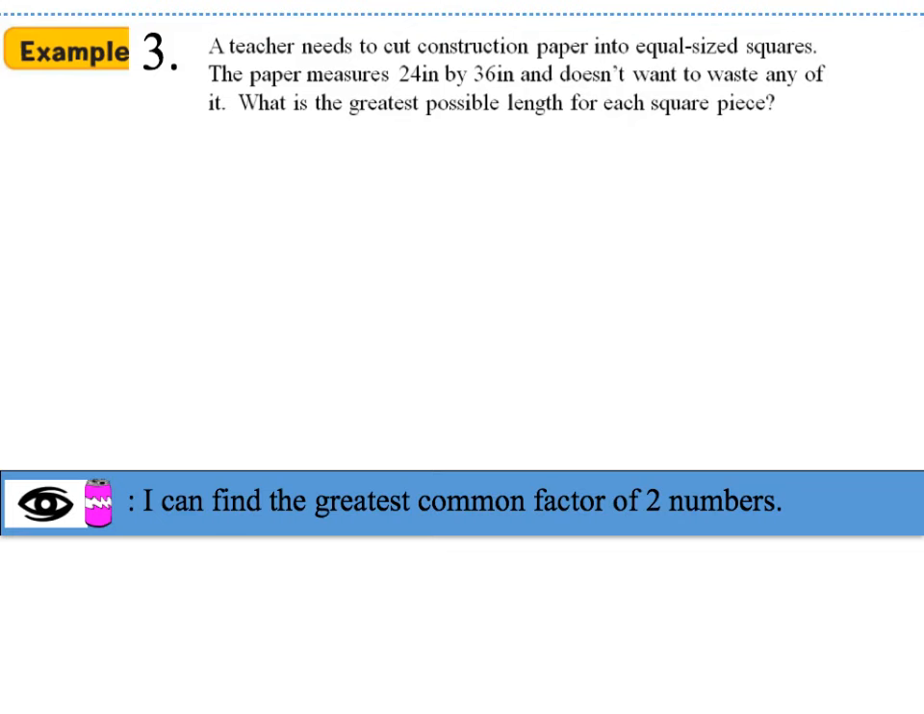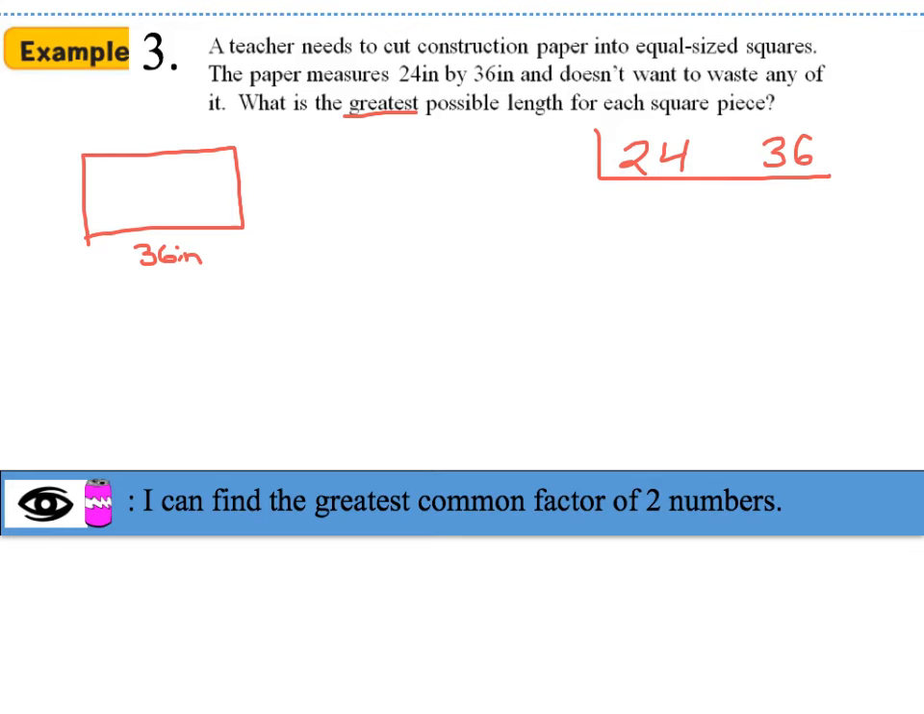So what I will do is look for keywords. In this problem, I see the keyword greatest. If you see words like greatest or largest, think greatest common factor. So we're going to have to find the greatest common factor of 24 and 36, because that's how large the paper is. So think of a piece of paper that looks like this. One side is 36 inches long, and the other side is 24 inches long.